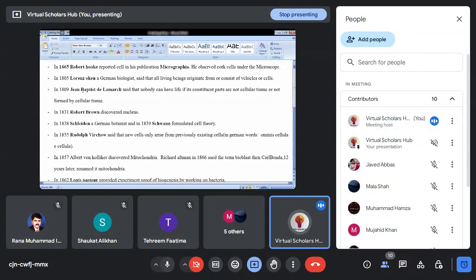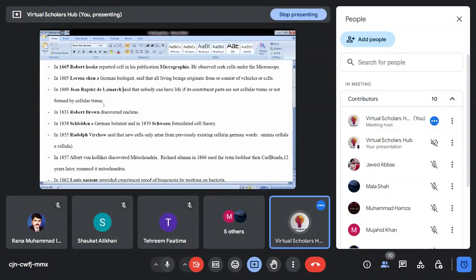Next, in 1809, Jean-Baptiste Lamarck said that no body can have life if its constituent parts are not cellular tissue or are not formed by cellular tissue. There are two concepts. Number one, that life or living things consist of two things. Number one is that their bodies are composed of cellular tissues, and number two, some material may be produced or formed by cellular tissue, but it will not be a living tissue or living structure. For example, our nails and hairs, these are not living structures, but these are produced from cellular tissue. So the body of the organism will be composed of two different things, either cells or the things which are produced from the cells.